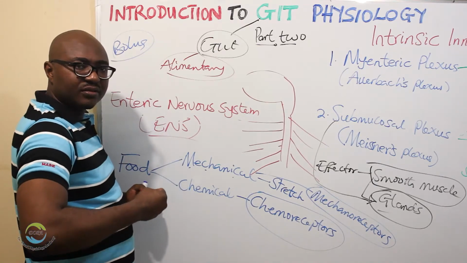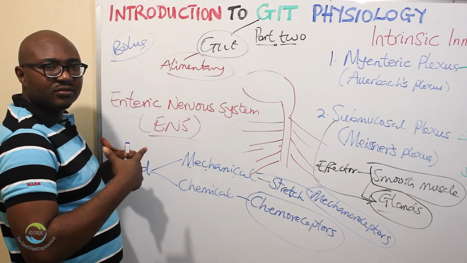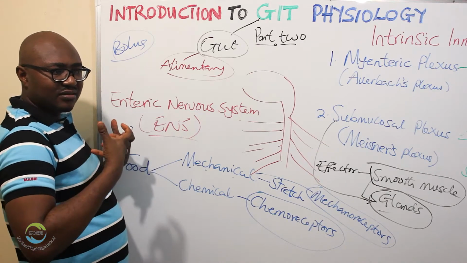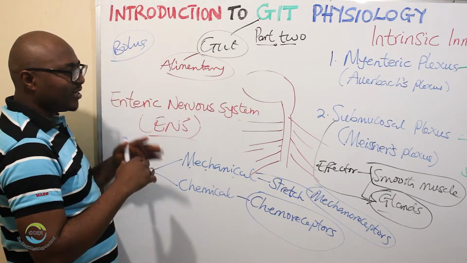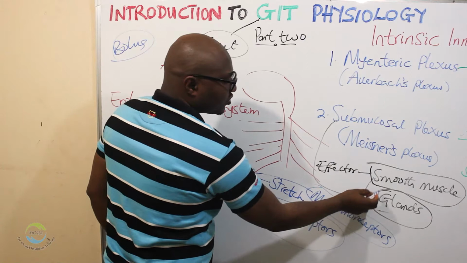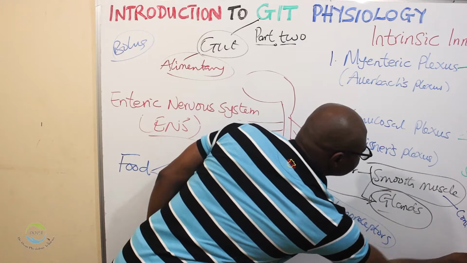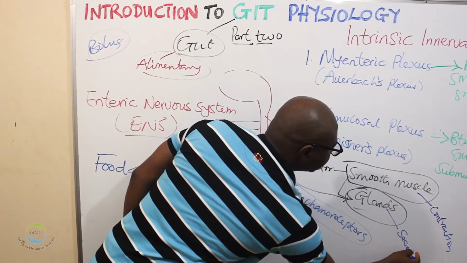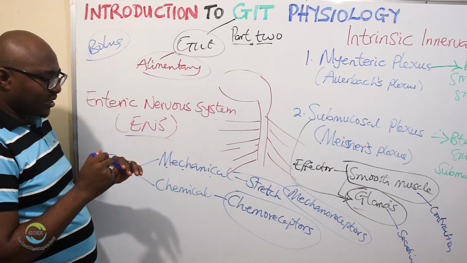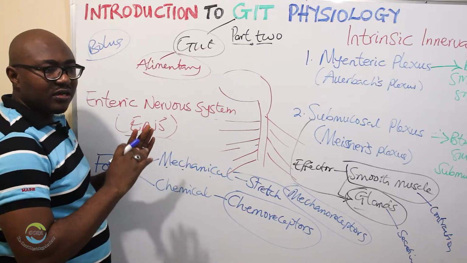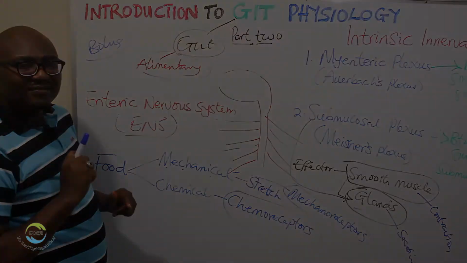Mechanoreceptors, the stretching activates the enteric nervous system. Chemicals, they are chemoreceptors. They detect those chemicals that the food contains and stimulate the enteric nervous system to perform these two functions: contraction of smooth muscle and secretion of substances, enzymes, electrolytes, water, and all of that. Right? So we're going to be doing the extrinsic innervation after this break.